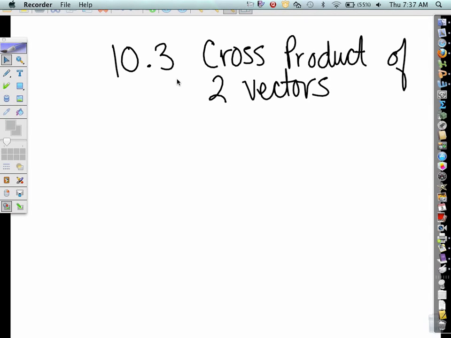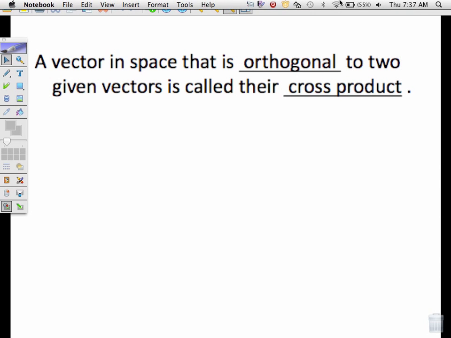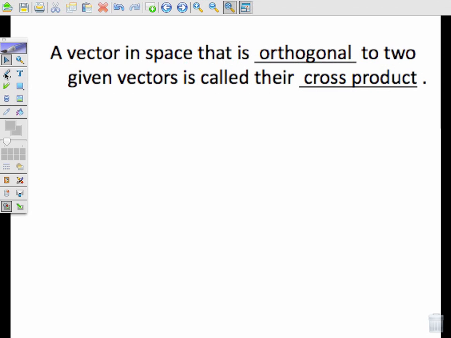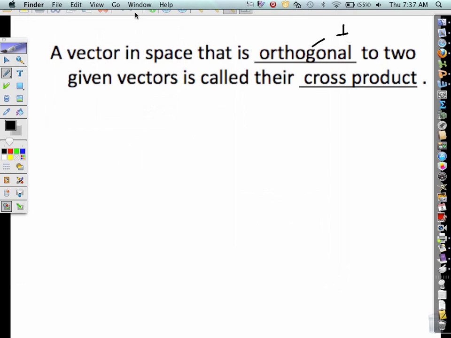To conclude this chapter 10, this is section 10.3, and we're going to be looking at the cross product between two vectors in space, and then a use for the cross product. Here's what we've got. A vector in space that is orthogonal, and remember, orthogonal means perpendicular to two given vectors, is called their cross product.